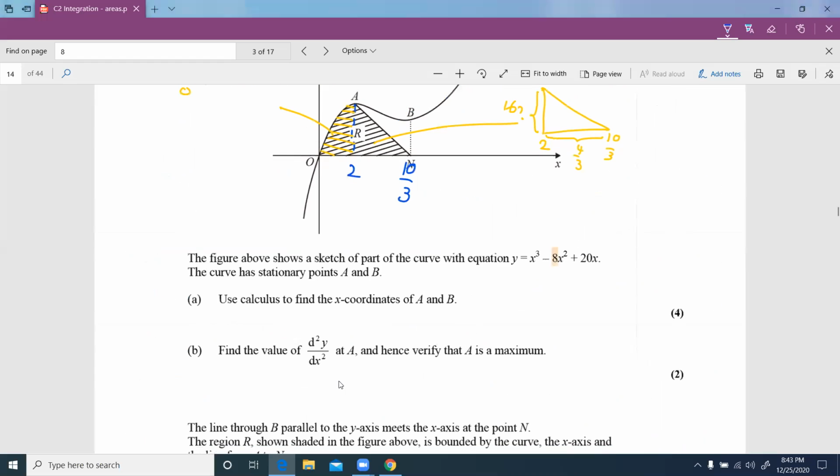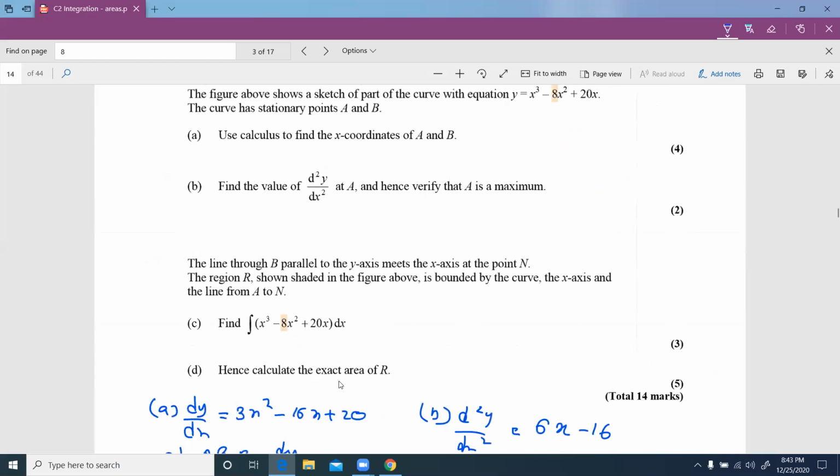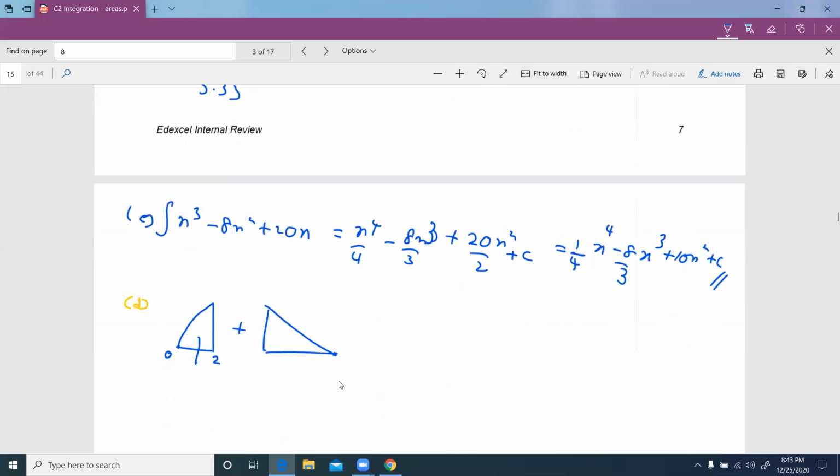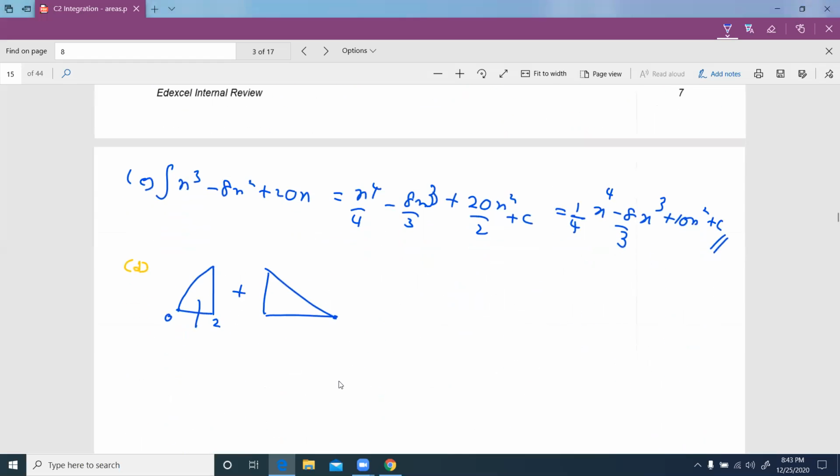Yeah, it's 0 to 2. So you can do this integration. That is this bit. This area you can get by integration from 0 to 2 of x cubed minus 8x squared plus 20x.